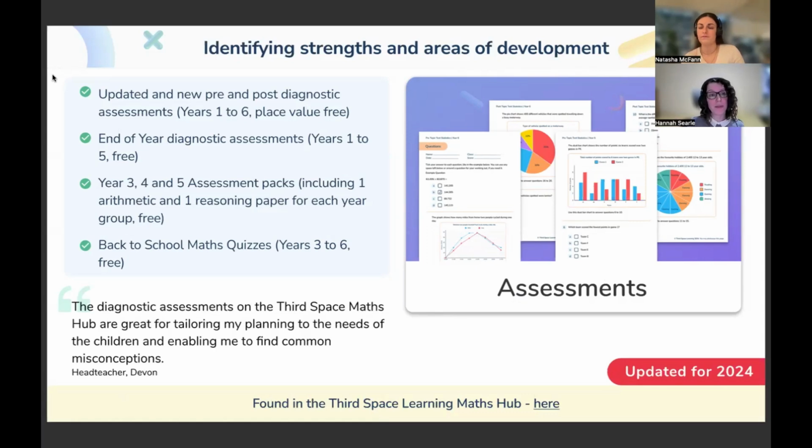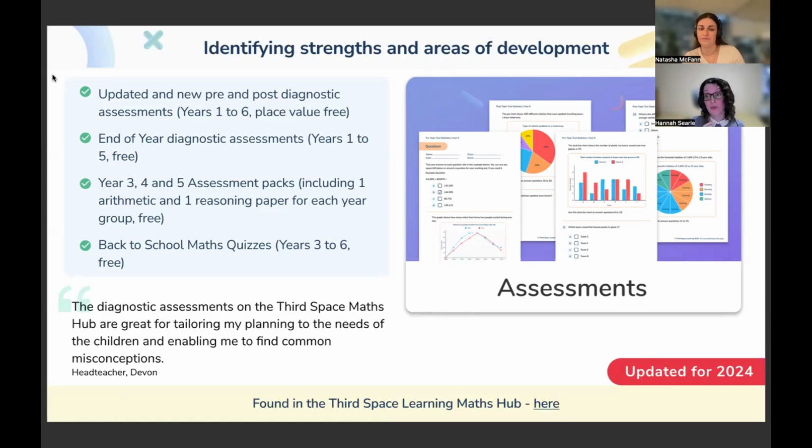The idea of the pre and post diagnostic assessments is that you give your pupils the pre diagnostic assessment before you start teaching a block of learning, and then you give them the post diagnostic assessment once they've finished the block of learning. You can then see what are the gaps that they had at the beginning and plug those during your lessons. And then you can see what are the gaps that they still have that you might need to go and recap so that they have a good understanding of the entire topic.